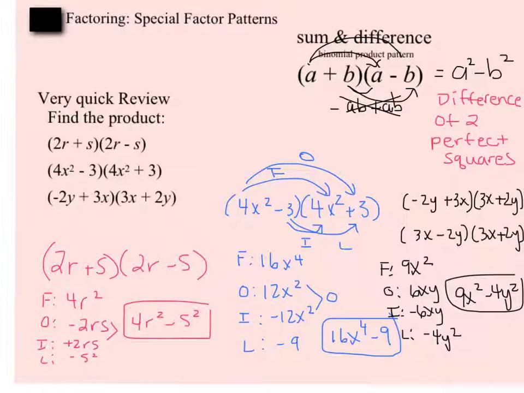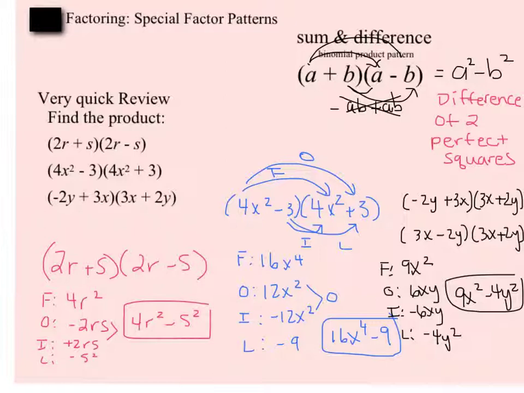Looking at the example in blue, I've got 4x squared minus 3 times 4x squared plus 3. Same terms inside those binomials, but signs on one of the terms are opposite of each other. Even though I've got an x squared in that binomial, I can still multiply those together, and I can clearly see that 16x to the fourth is indeed a perfect square.